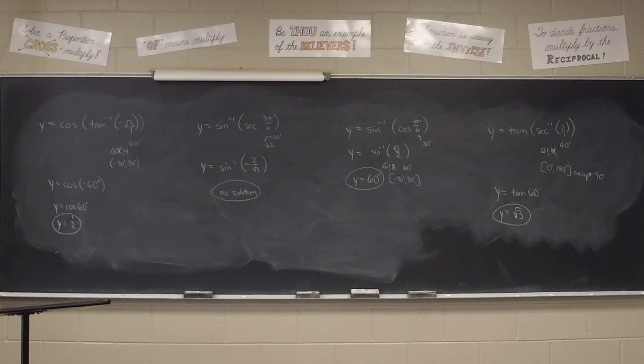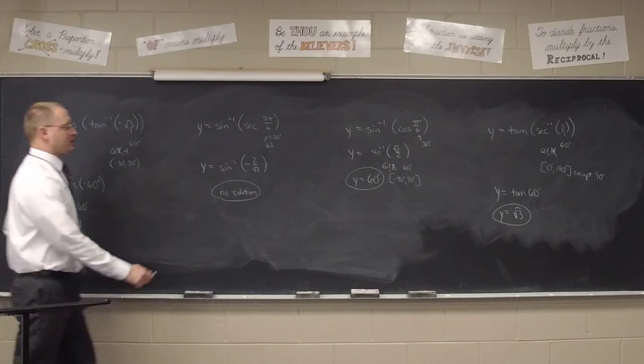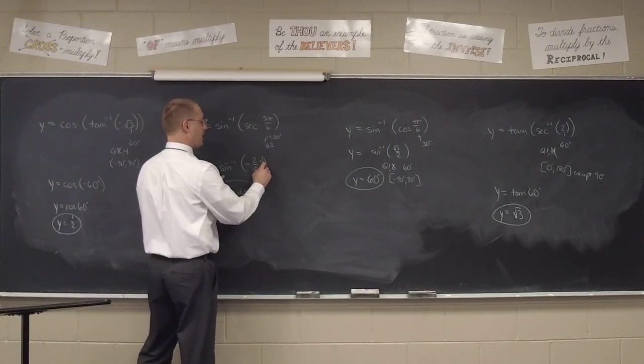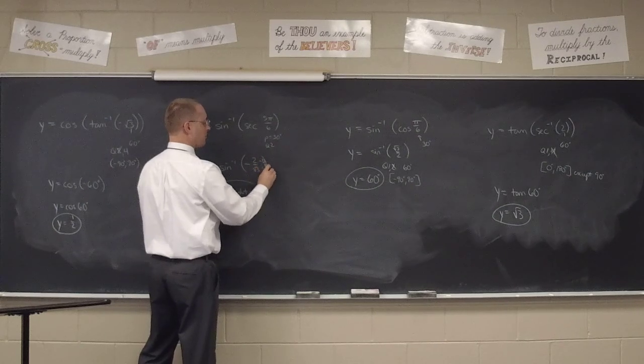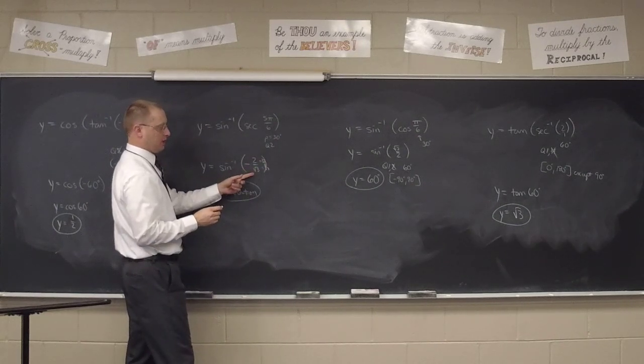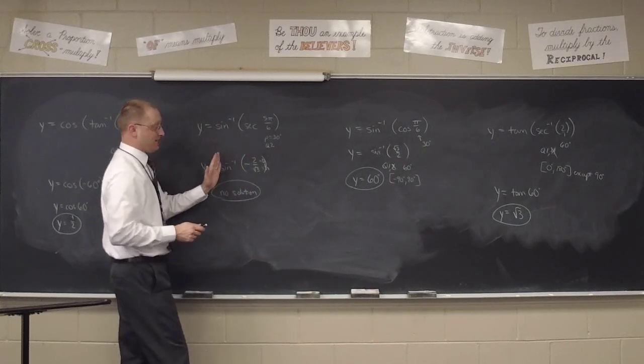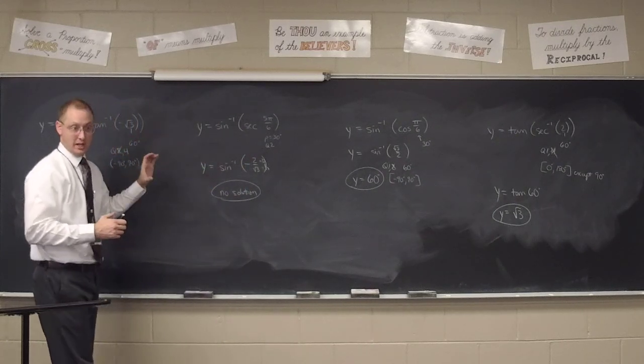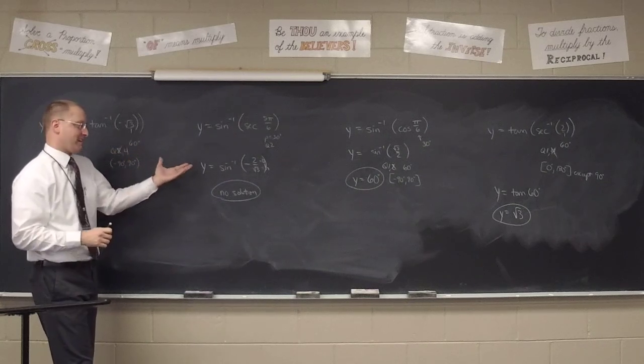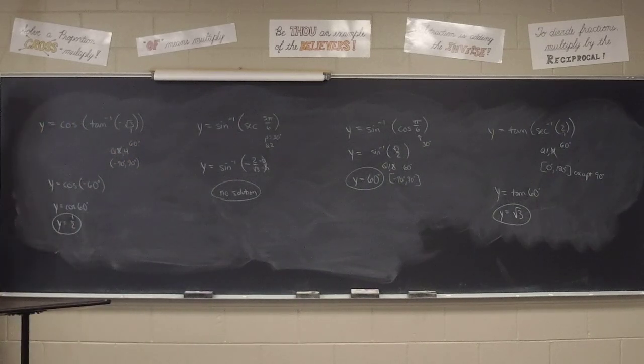So why is it no solution? Well, because sine can't be hypotenuse, or excuse me, opposite over hypotenuse, 2 over square root of 3, right? The opposite can't be bigger than the hypotenuse. This is smaller than -1, and arcsine has to be from -1 to 1, right? It can't fit in there. Good question. Any other questions?